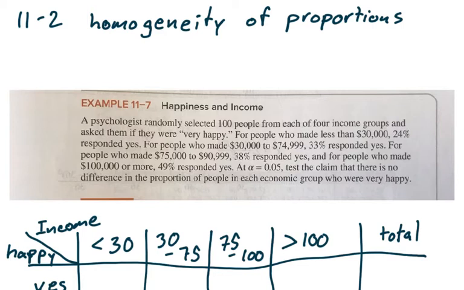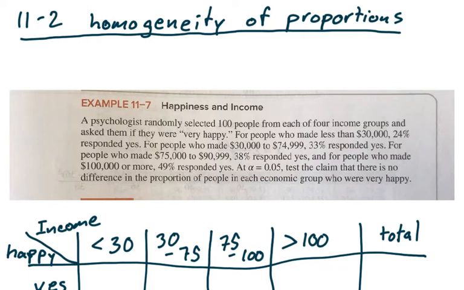This chi-squared test is going to be a test for homogeneity of proportions, which is weird to spell. But basically what this means is we're trying to determine whether proportions within a number of categories are approximately equal to one another or not.